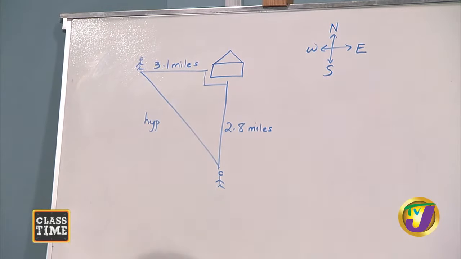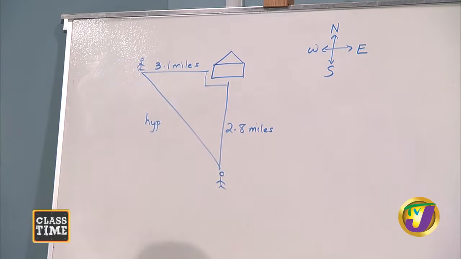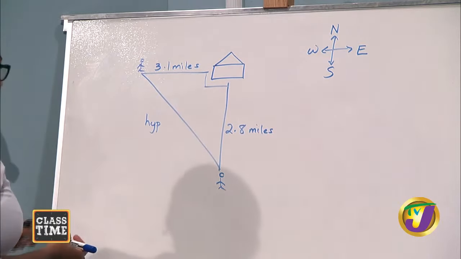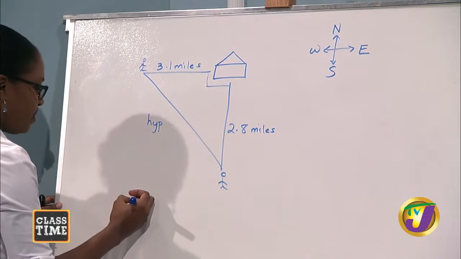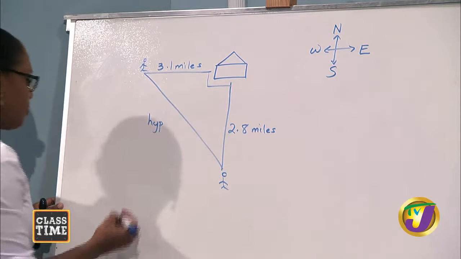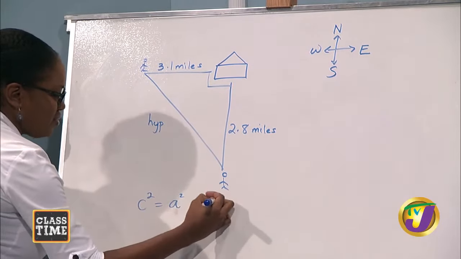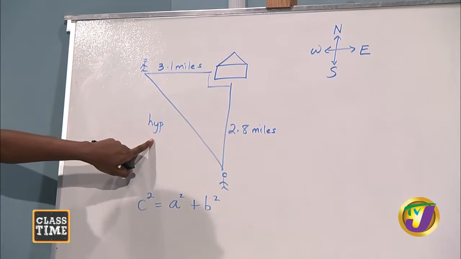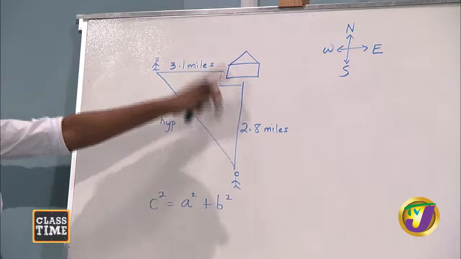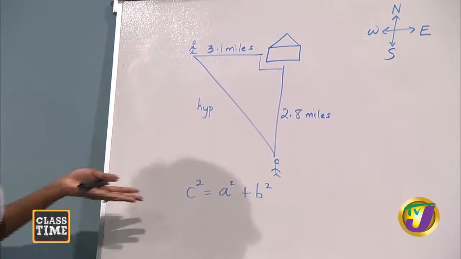We have two sides, and we're trying to find another side. So based on what we said about Pythagoras' theorem, let's write the formula. Am I going to be using the one that we showed earlier? Yes. So c squared is a squared plus b squared. C represents the hypotenuse, what we're trying to find, and a and b would be the other two sides. We can assign a to either side and b to the other.